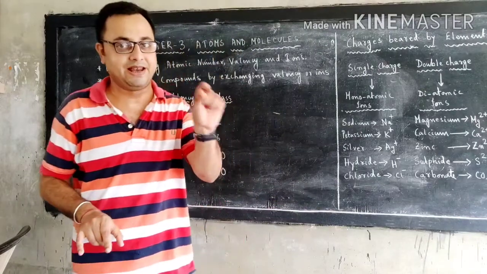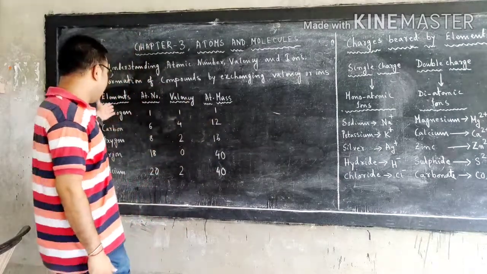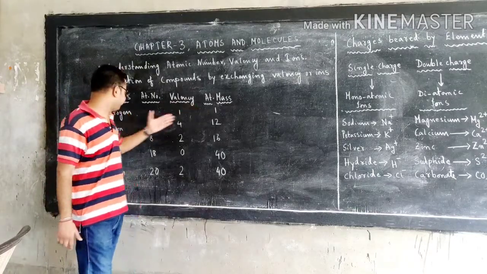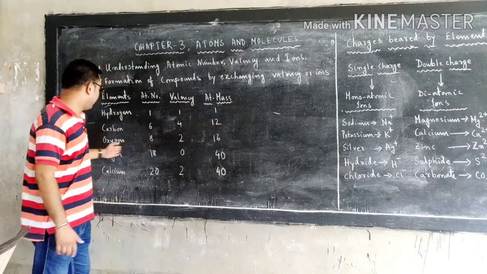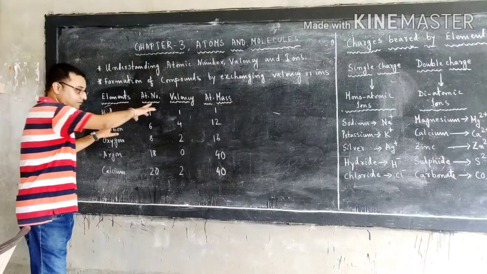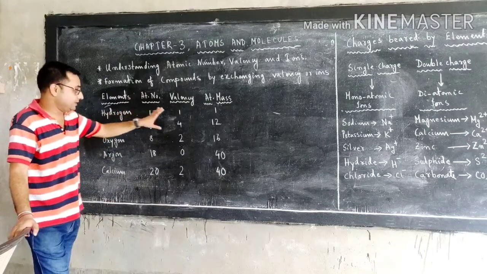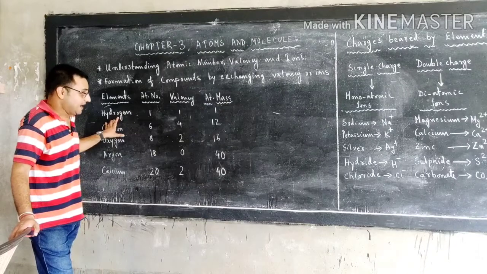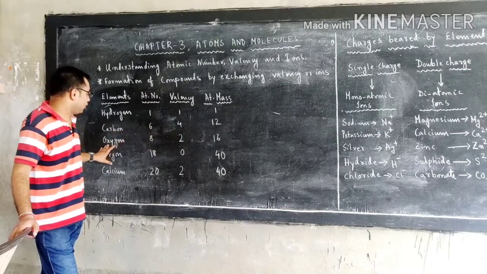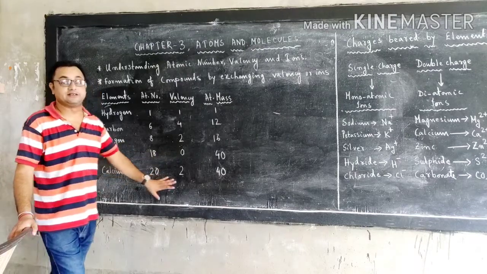Valency is the combining capacity of an element. Therefore, we at least should know the valency of a particular element. I have written some elements, a very few number of elements. For hydrogen, the valency is 1. For carbon, the valency is... it's my mistake. Whatever I have told just now are all the atomic masses. Now what I am telling you is regarding the valency. For hydrogen the valency is 1, for carbon the valency is 4, for oxygen the valency is 2, for argon the valency is 0, and for calcium the valency is 2.